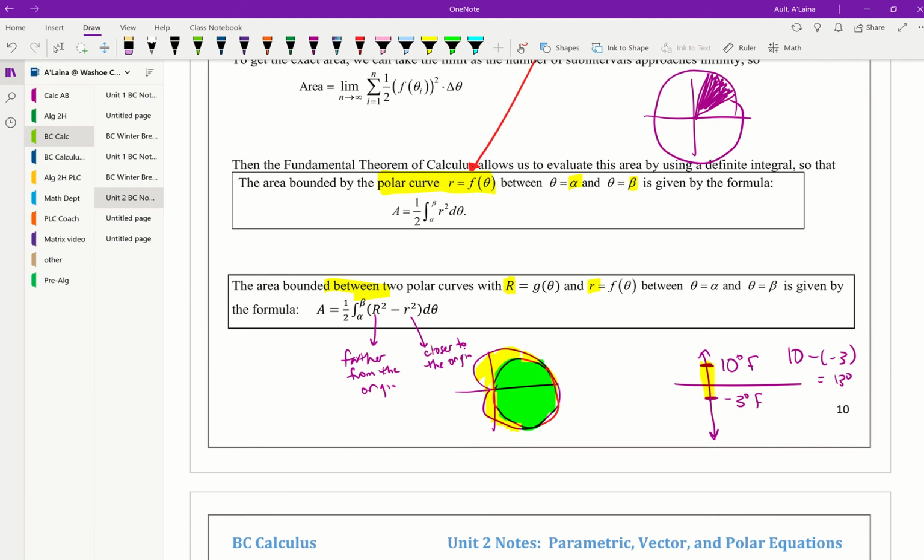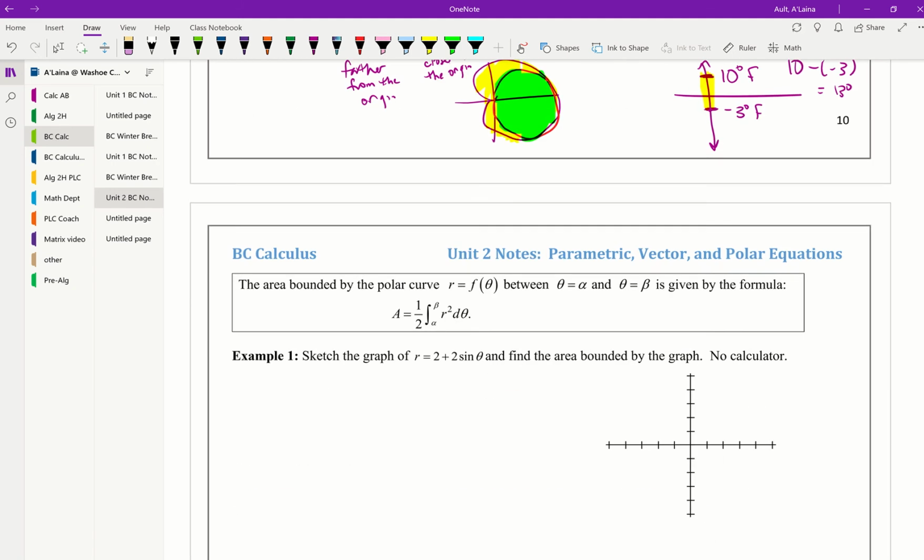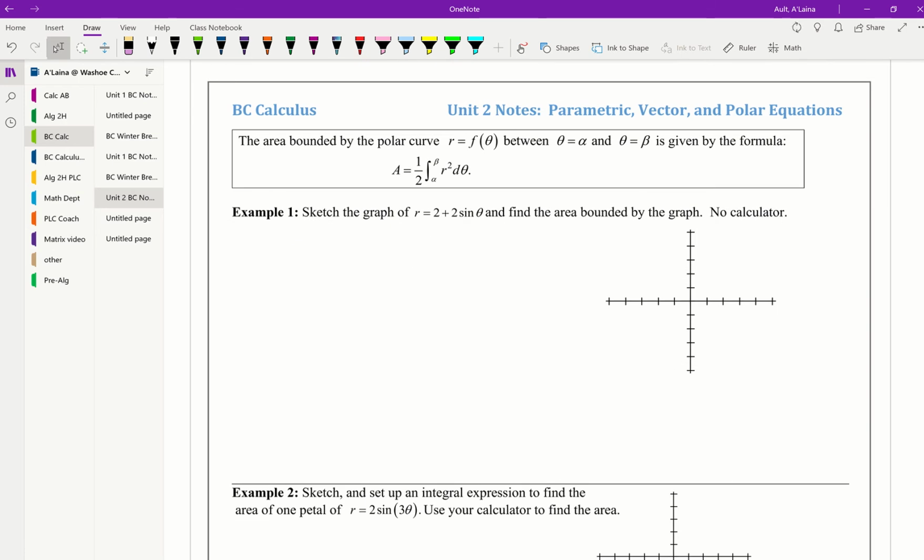But that's essentially what we're doing. That's why if it's between two curves, we're going to subtract. Okay, let's take a look at some specific examples. There's your formula again if we're bounded by one curve, which is where we're going to start.